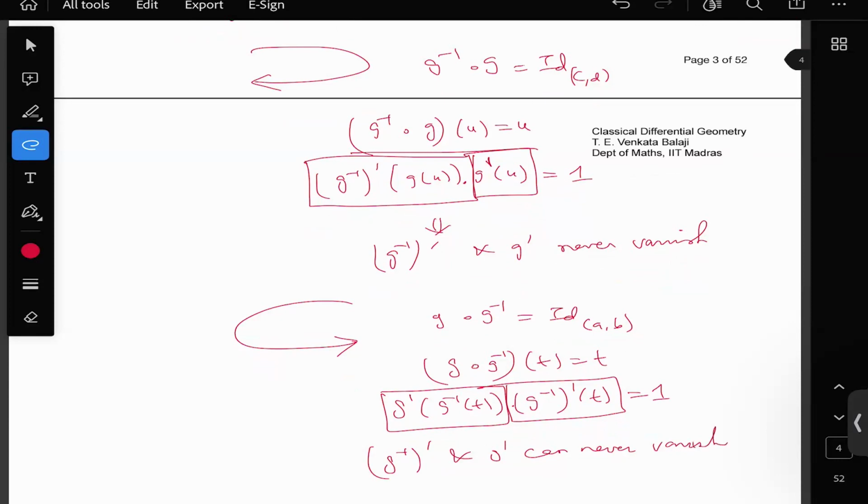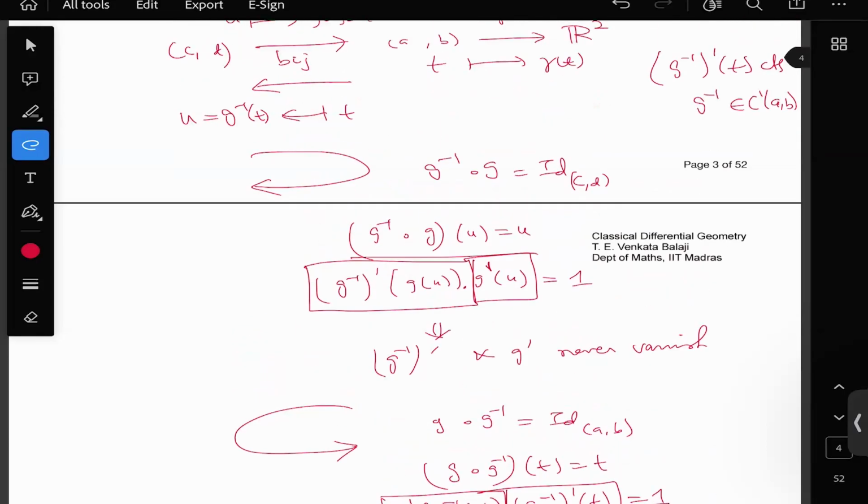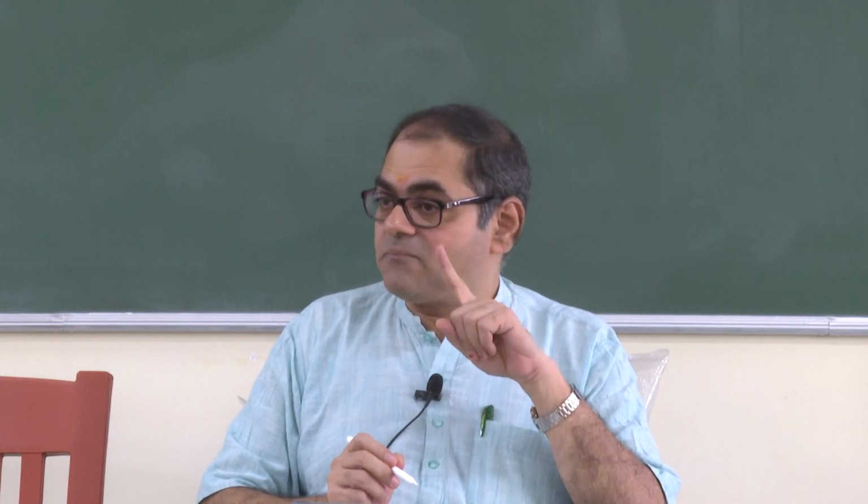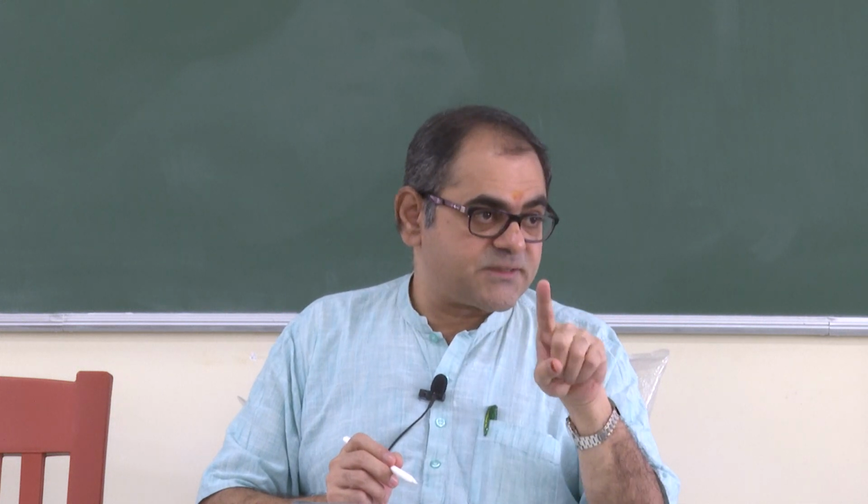So what you can understand is, therefore, for g and g inverse, the derivatives can never vanish. And because of that, now look at this expression. See, this g dash never vanishes, and therefore capital gamma dot vanishing is equivalent to small gamma dot vanishing, and capital gamma dot never vanishing is equivalent to small gamma dot never vanishing, because this g dash is never vanishing. Therefore what does this mean? It means that if your original small gamma was a regular parameterization, then the new capital gamma, which is a reparametrization, is also a regular parameterization, and this is if and only if.